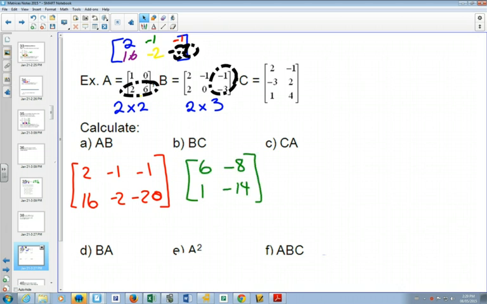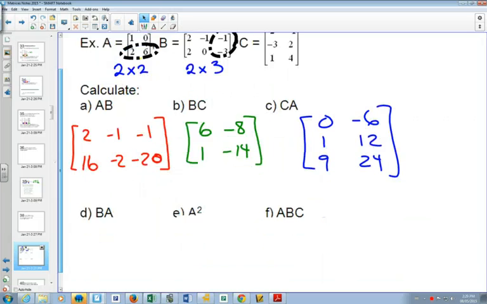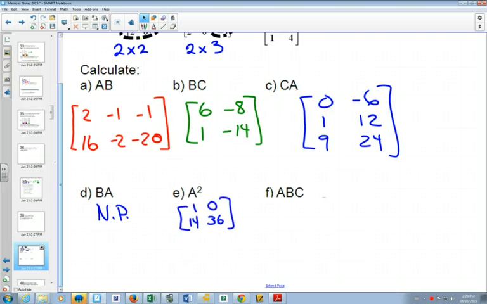Okay, you guys have to ooh after each one. All right. C times A. B times A. Oh. Aw. A squared. And A times B times C. Whew. Very nice.